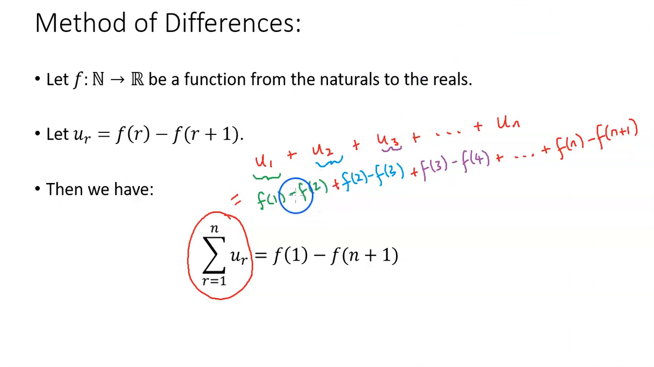And then we have the cancellations. So f(1) minus f(2) plus f(2), so those disappear. Minus f(3) plus f(3), so those disappear. Then there's going to be minus f(4) and then plus f(4) when we get to the u4 term, so that's going to go away. And similarly, for u(n minus 1), there's going to be a minus f(n) in that term, so that's going to cancel with this plus f(n). And so we're just left with f(1) minus f(n plus 1).